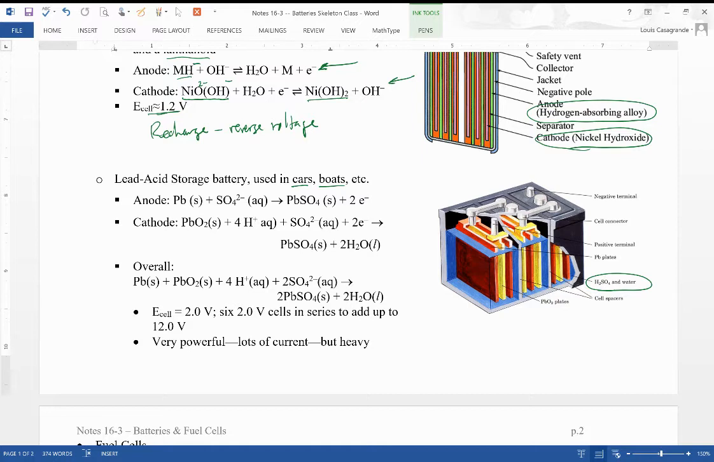Now, this is called a lead acid storage battery because lead is the primary oxidizer and reducer. So at the anode, lead metal is going to be oxidized to lead 2+, which is lead sulfate. Lead sulfate is actually a solid. And the lead oxide is the other one. Somewhere in there, there's lead sulfate being formed and 2 electrons. And then the lead oxide, those are our cathode.